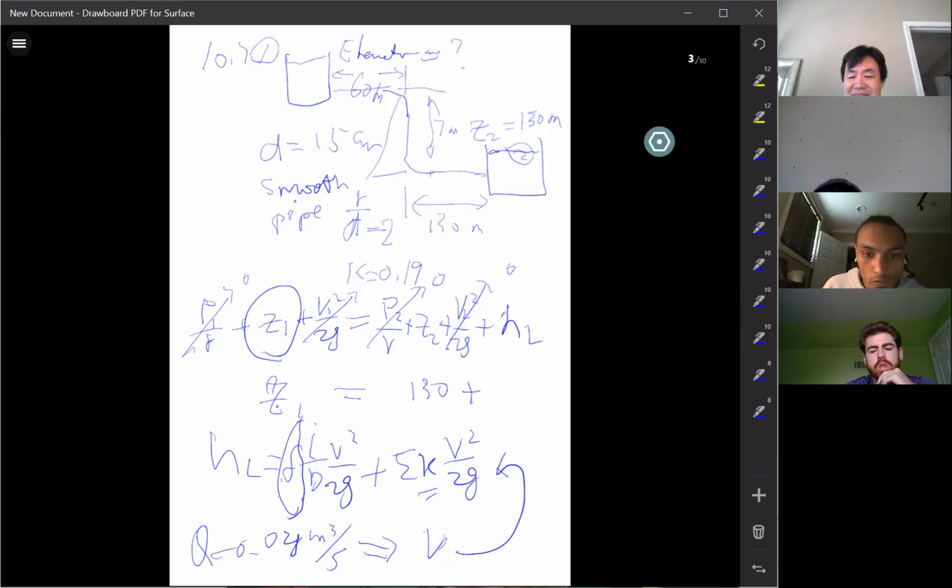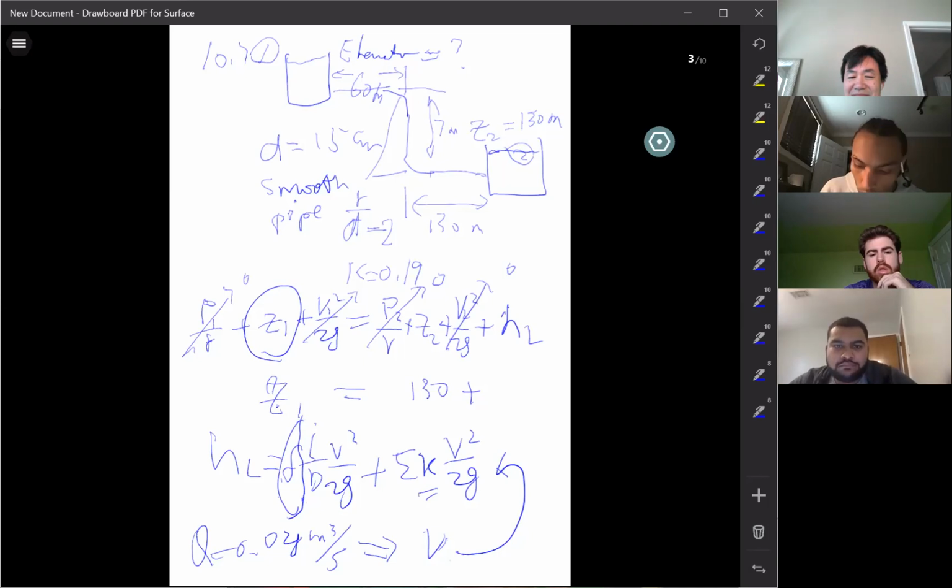The flow rate, 0.04? 0.028 cubic meter per second. All right.